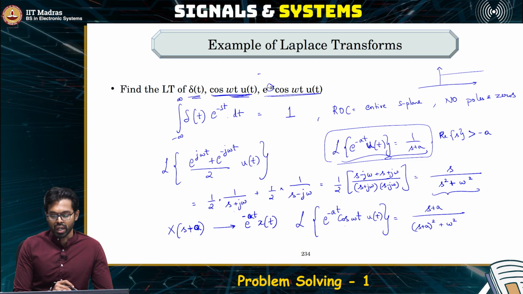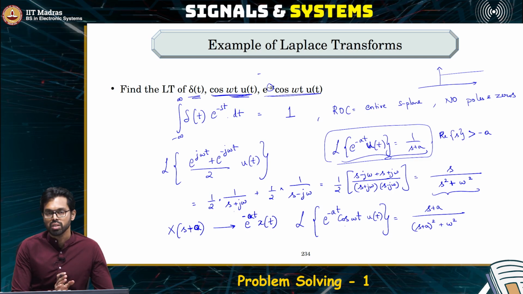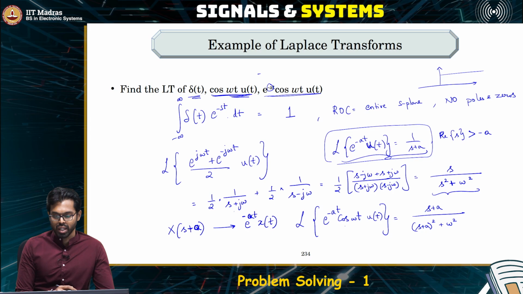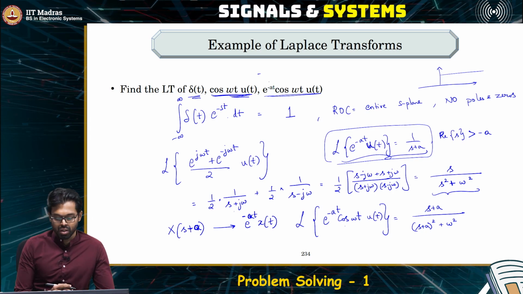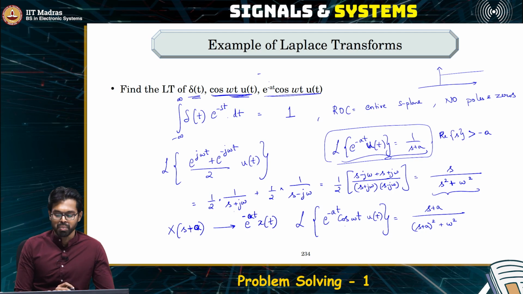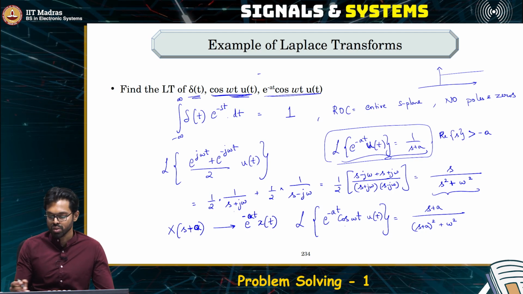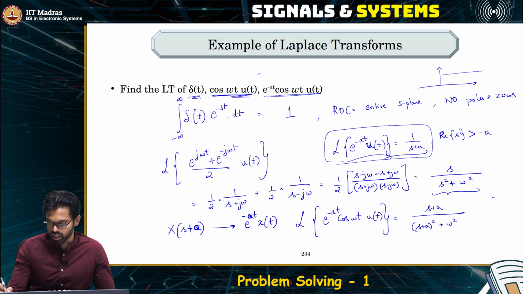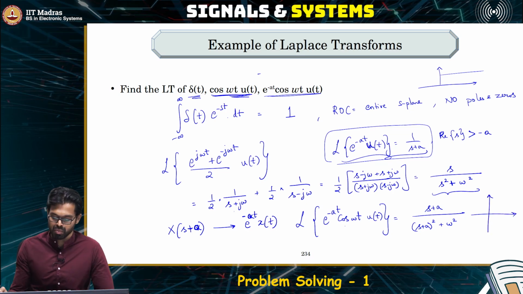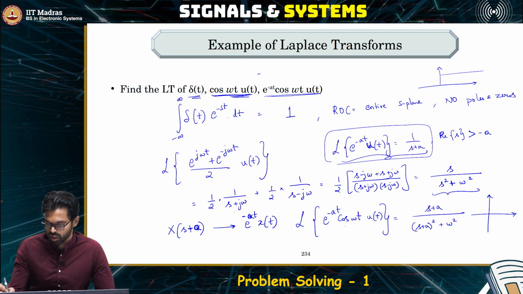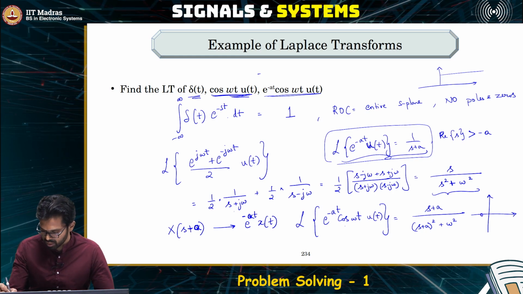Now what happens to the ROC? The ROC is now shifted with a. We assume that a is a real number, okay, so the ROC gets shifted by a. And what happens to the poles and zeros? Now there is a 0 at minus a.